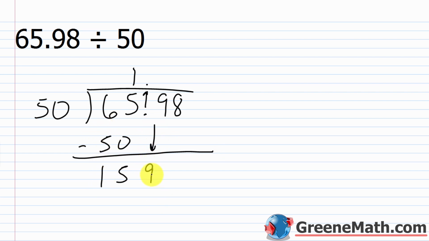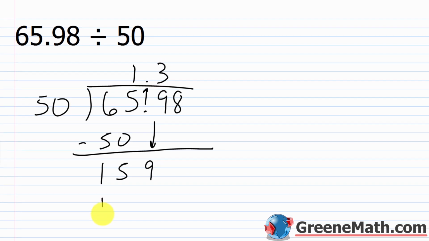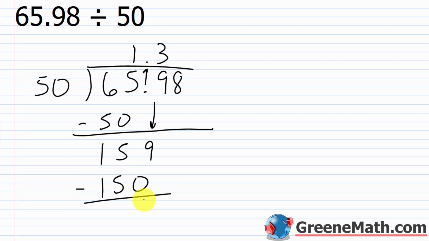So now how many times will 50 go into 159? Well, 50 times 3 is 150, and that's about as good as we can do. So let's put a 3 here. 3 times 50, as I just said, is 150. Subtract, we get 9. Bring down the 8. And let me scroll down and get a little room going here.